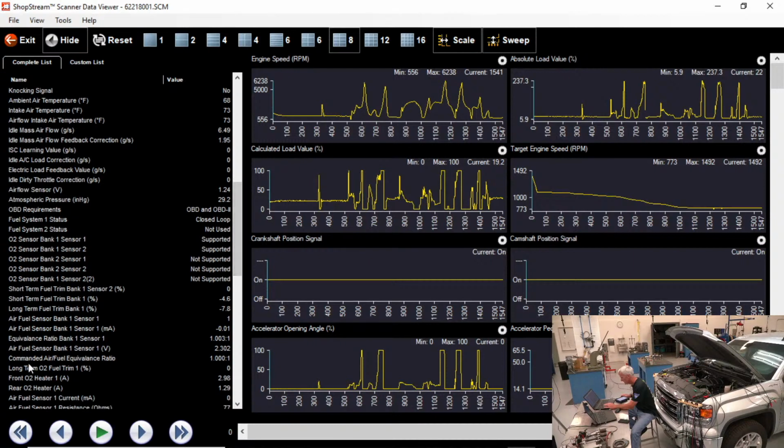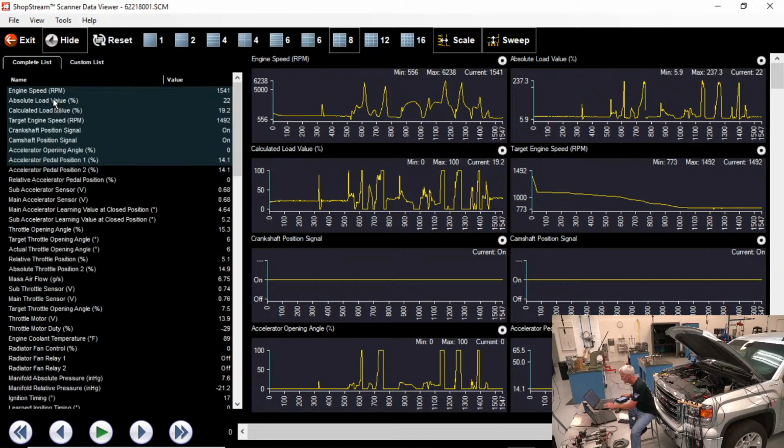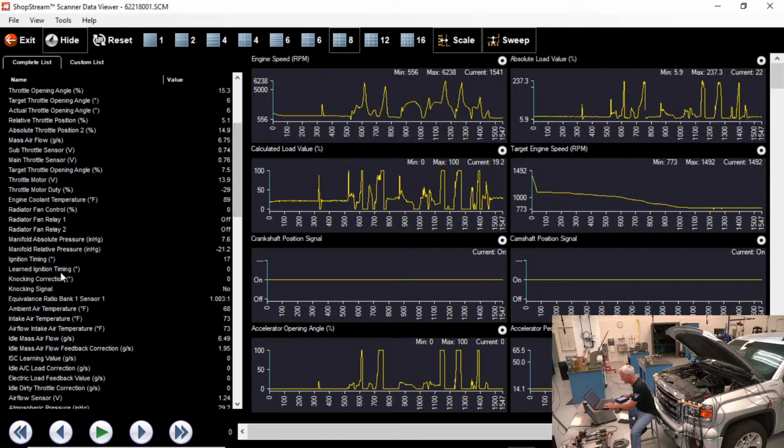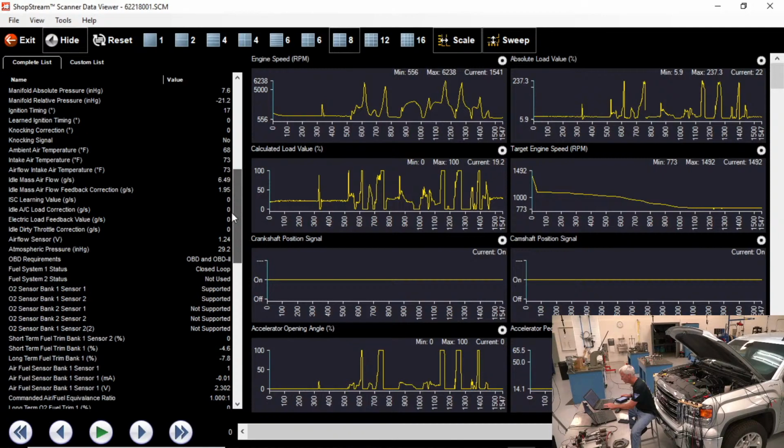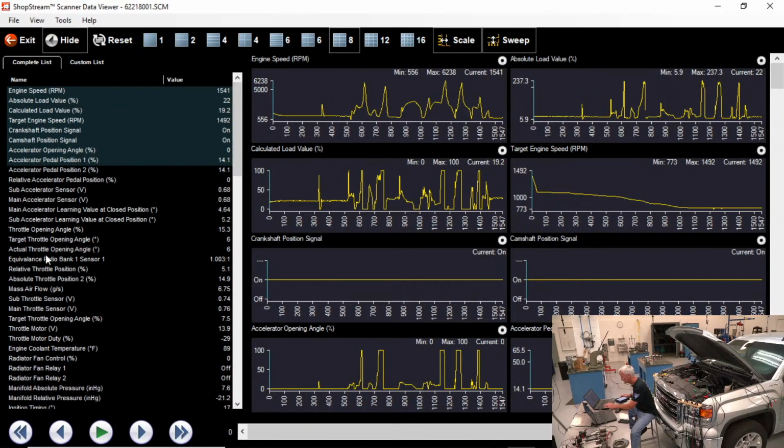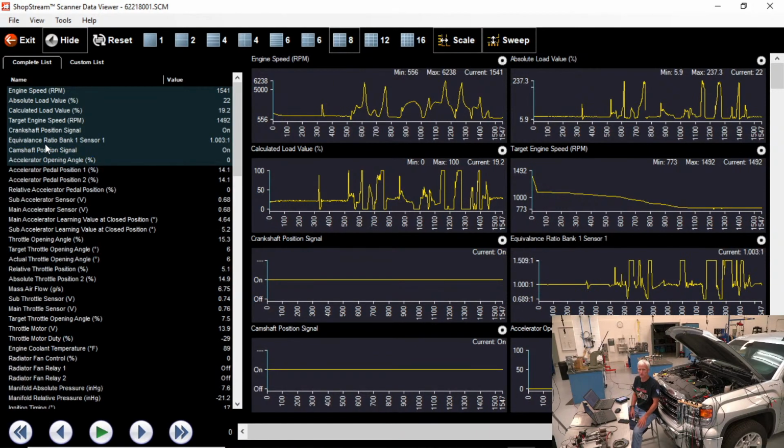This is the command equivalence ratio. Since this has air fuel sensors, the equivalence ratio is basically lambda. It is my air fuel ratio. Like right here, this value it's showing is just a little over 1.0003. Well, lambda is actual over stoichiometric. So it's a ratio where you have actual air fuel over stoichiometric, stoichiometric being 14.7 to 1.